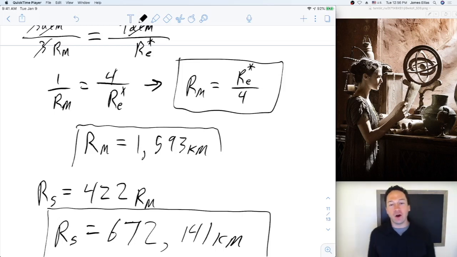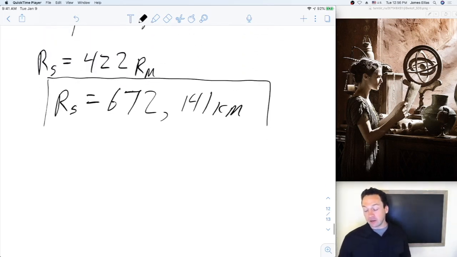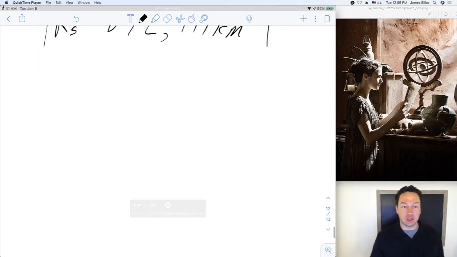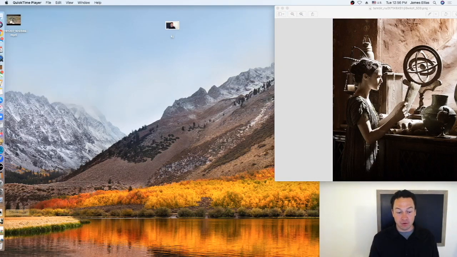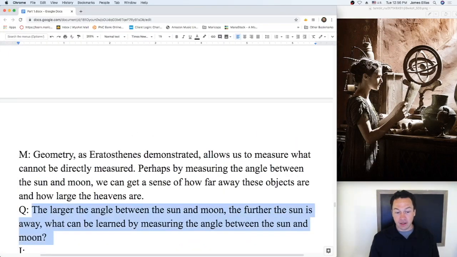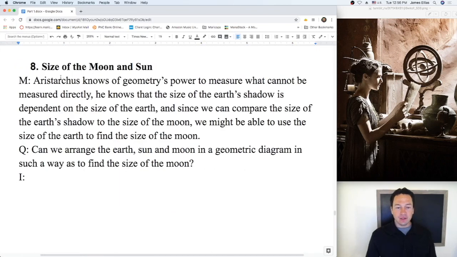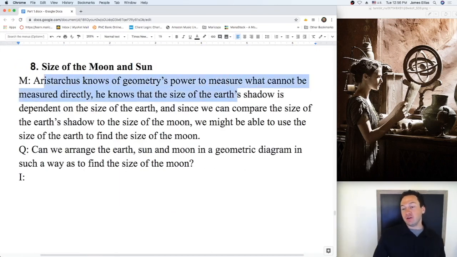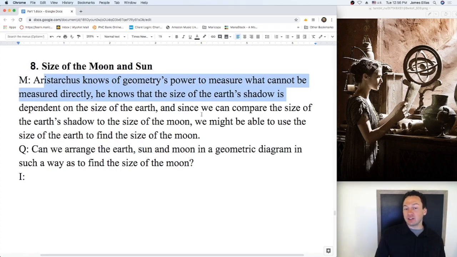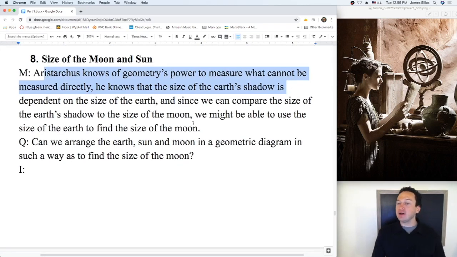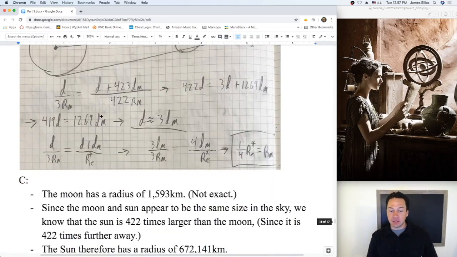He still wants to find the distance to the sun and to the moon. So let's take a look at the next part of this. Again, Aristarchus knows geometry's power to measure what cannot be measured. Oh no, that's the size. We already did that.